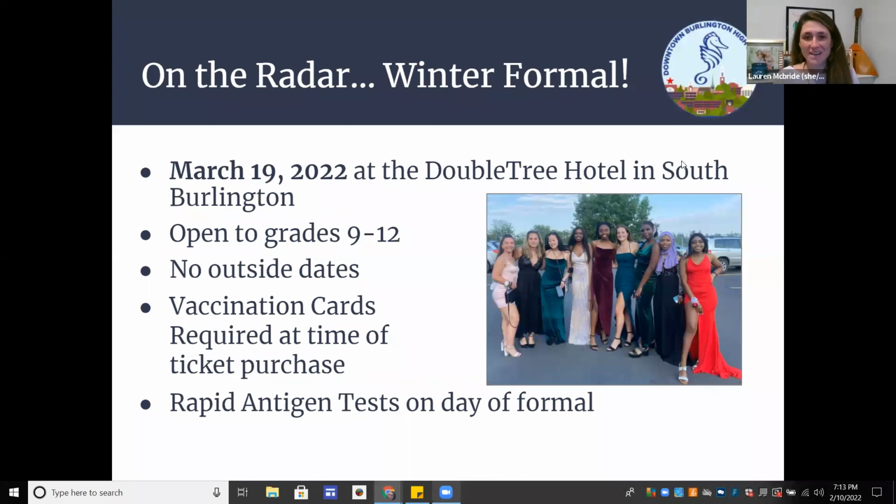Also, winter formal. We had to postpone our winter formal, which was supposed to happen at the end of January, due to the Omicron surge. And we are really excited to announce that it is not canceled, we are still having our winter formal. Winter formal is now scheduled for Saturday, March 19th at the DoubleTree Hotel in South Burlington. This dance will be open to grades 9 through 12.